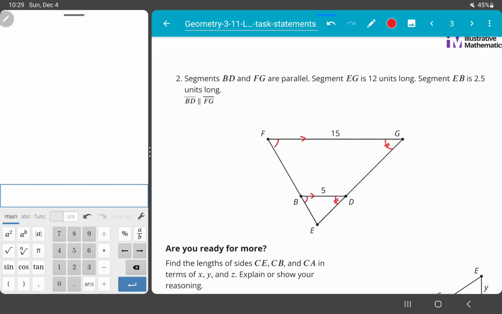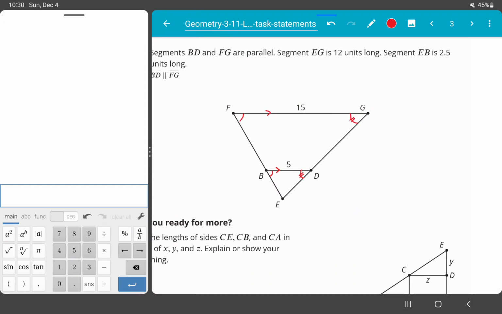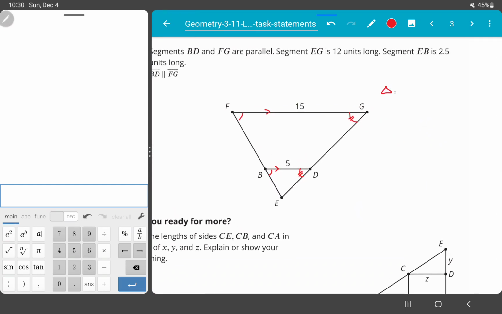And that means we have similar triangles. So now we can write a similarity statement. So let's go top to bottom, left to right. Let's go with triangle FGE, similar to triangle BDE.